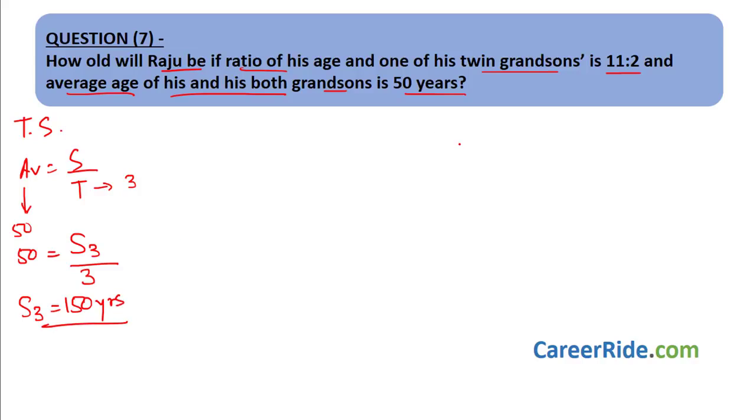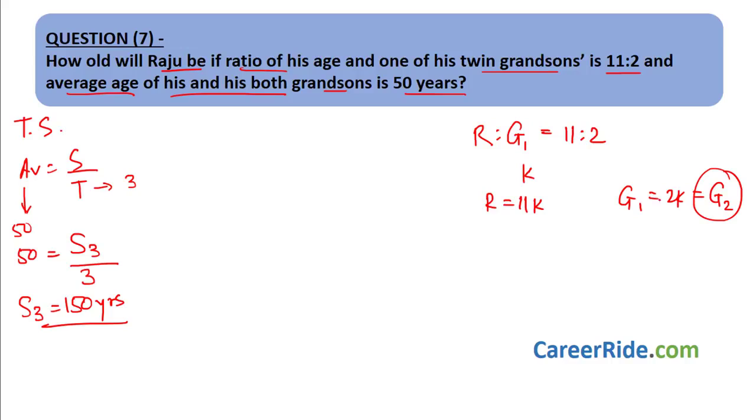Now what they are saying is the ratio of Raju's age to one of his twin grandsons. Both the grandsons are twins, so both will have the same age. Let us say G1 is one of the twin grandsons, and G2 would be the other grandson. The ratio of the age of Raju to one of the grandsons is 11:2. Let k be the common factor, so the age of Raju would be 11k, and the age of the grandson would be 2k. Since they are twins, G2, the second grandson, would also have the same age, 2k. What is the total of their ages? 11k plus 2k plus 2k would be 15k.